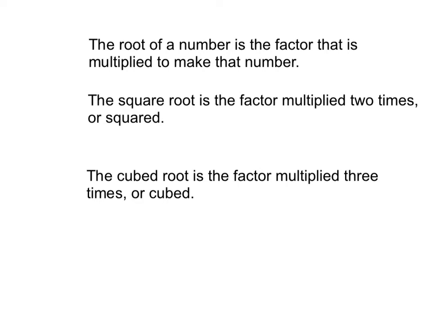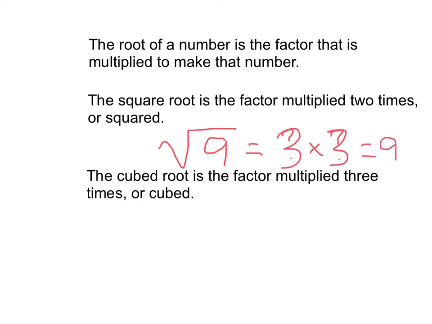So for instance, let's say we take the square root of 9. We're talking about what is the factor that you would multiply by itself 2 times to get the number 9. And of course, that answer would be 3, because 3 times 3 is equal to 9.